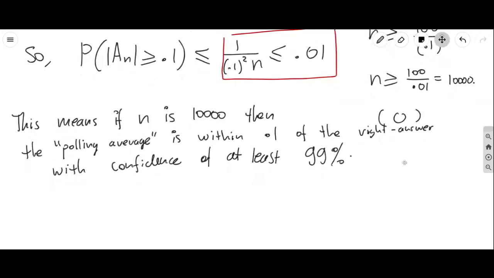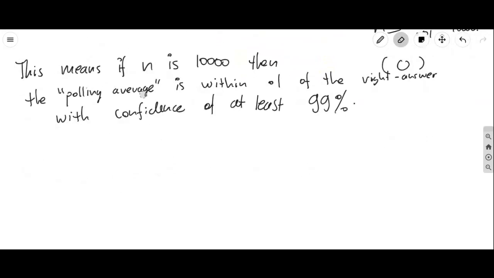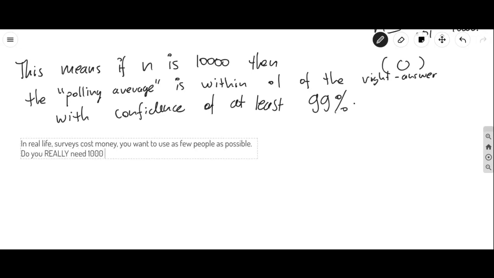And the question that really matters, now if you're a mathematician, this really does not mean anything to you. But if you're someone who's conducting real life surveys, in real life, surveys cost money. You have to pay people to go out there and find people and collect all of that. You want to use as few people as possible. So do we really need 10,000 people? Do we really need that many people? Is 1,000 people not good enough?